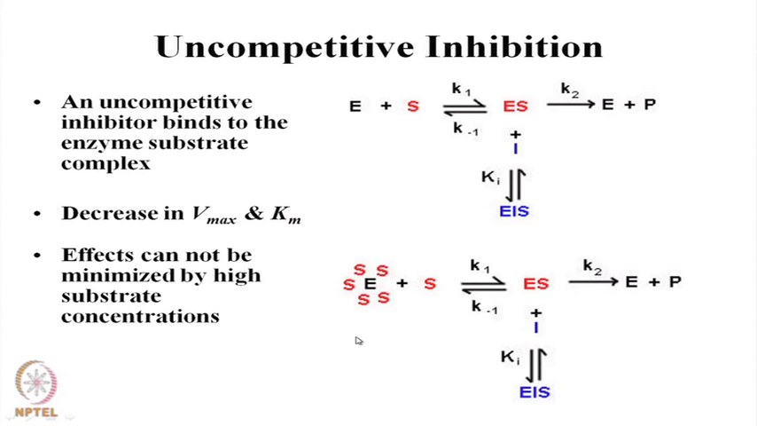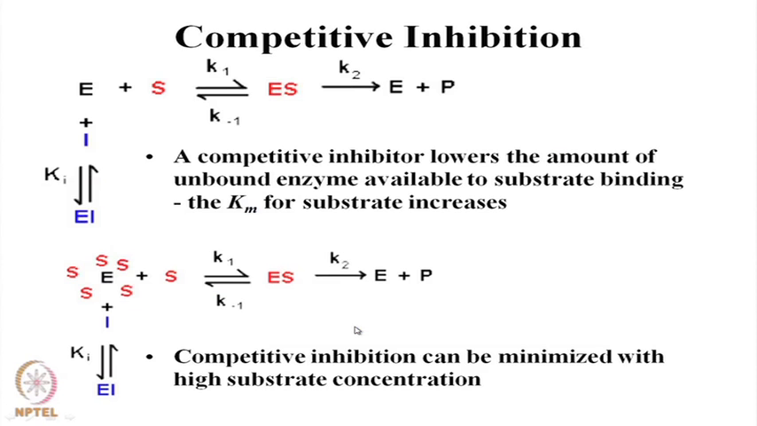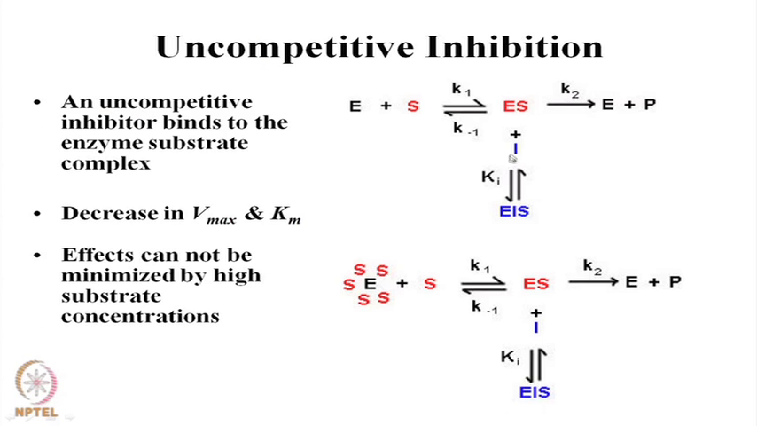Okay, so therefore the effect of this uncompetitive inhibition cannot be minimized with high substrate concentration. Okay, so if you go back to competitive inhibition, you see that here the inhibitor binds directly with enzyme, but in case of uncompetitive, it does in a different fashion, that it binds with enzyme substrate, to produce enzyme substrate inhibitor, a different complex, and once it is formed, it cannot give rise to this one, that is your product. And there is a change in Vmax as well as Km.